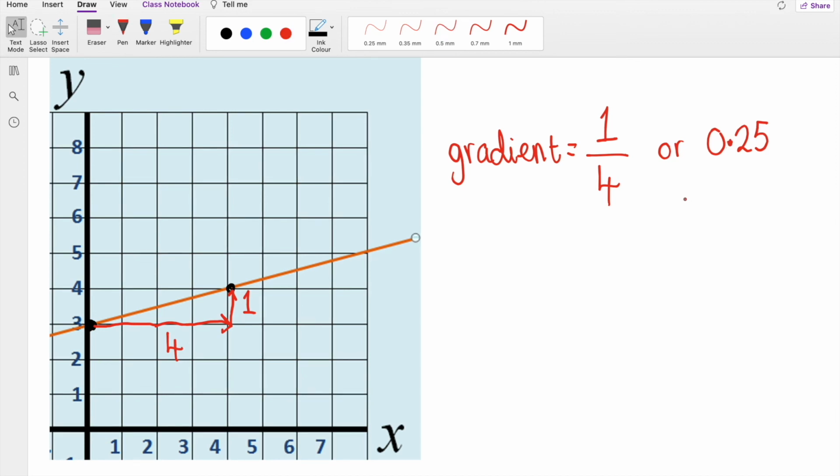Now if we compare that to the gradient of 1, a gradient of 1 is steeper compared to a gradient of a quarter because 1 is bigger than a quarter. So as well as negative gradients, you can also have fractional gradients.